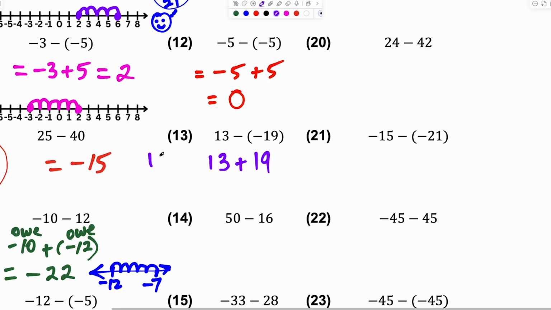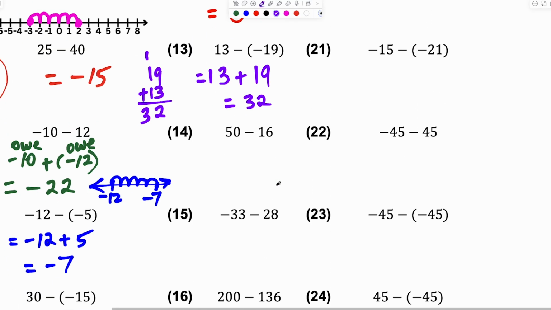And if you could work this sum out, then great. Otherwise, just do the long addition on the side. 9 plus 3 is 12. So we have a 2, carry the 1. 1 plus 1 plus 1 is equal to 3. So we're going to get 32. Okay, so 32 for question 13.